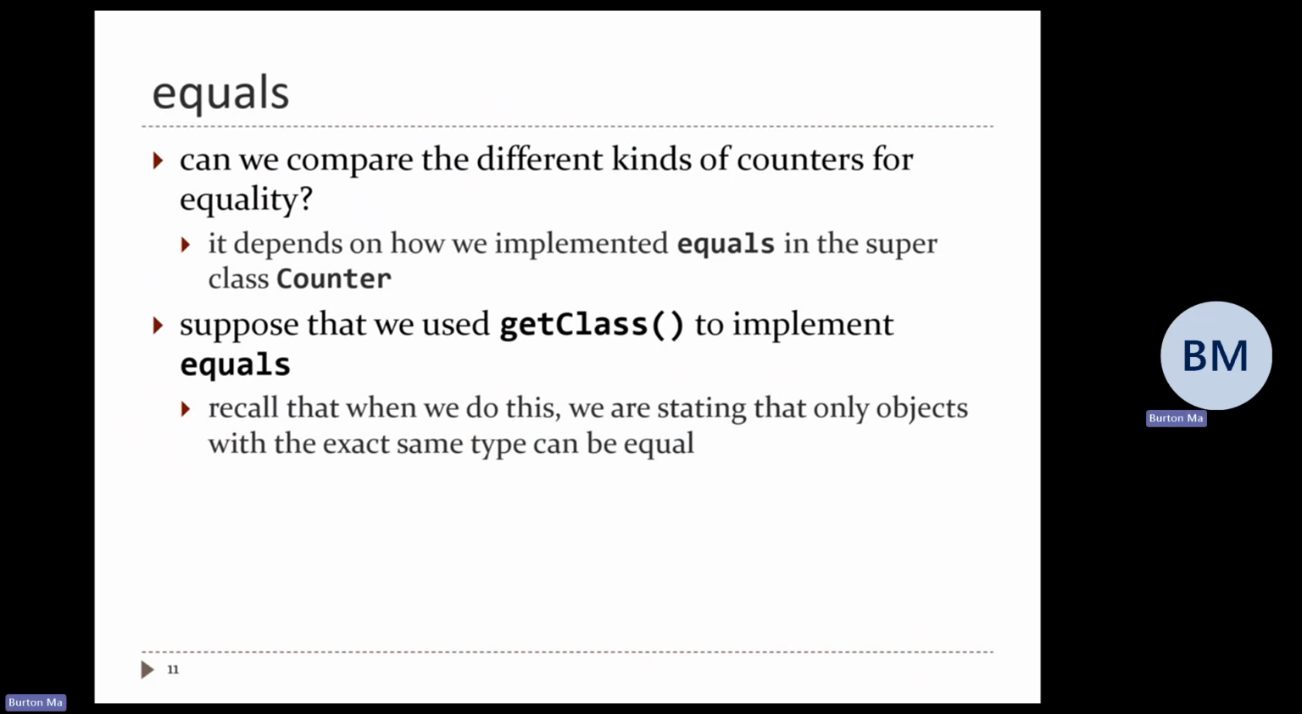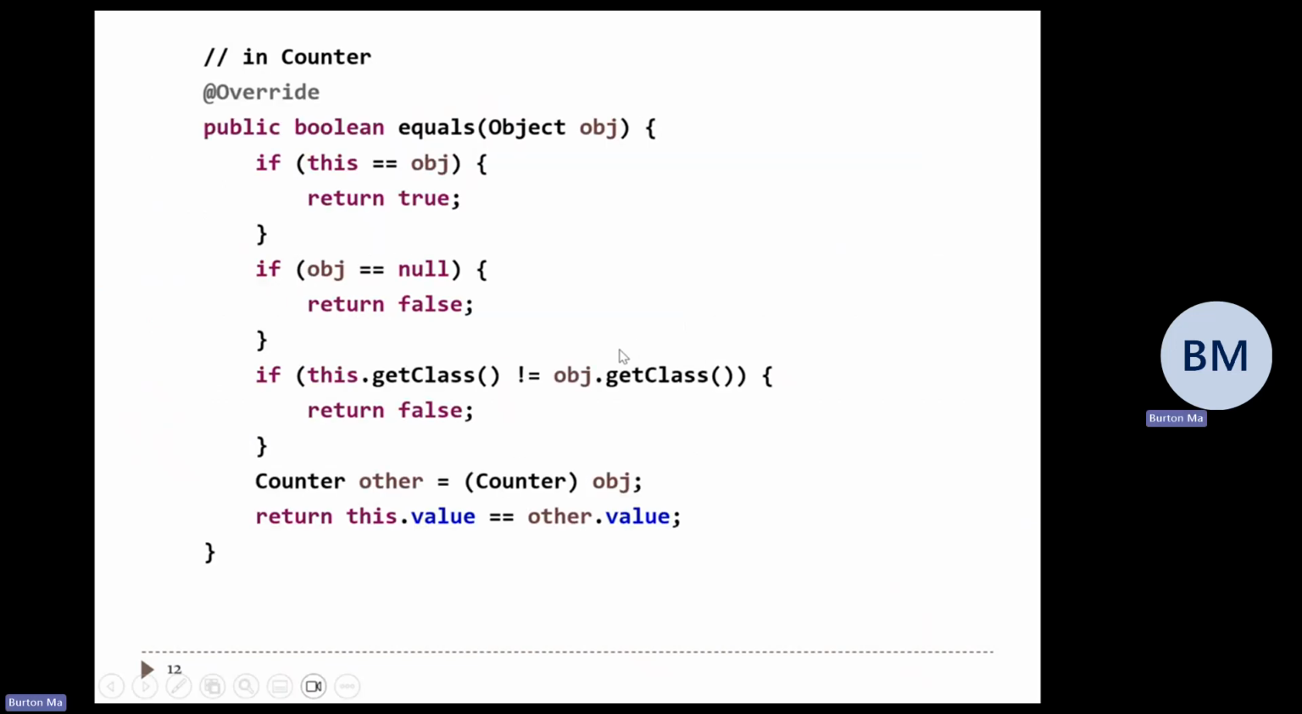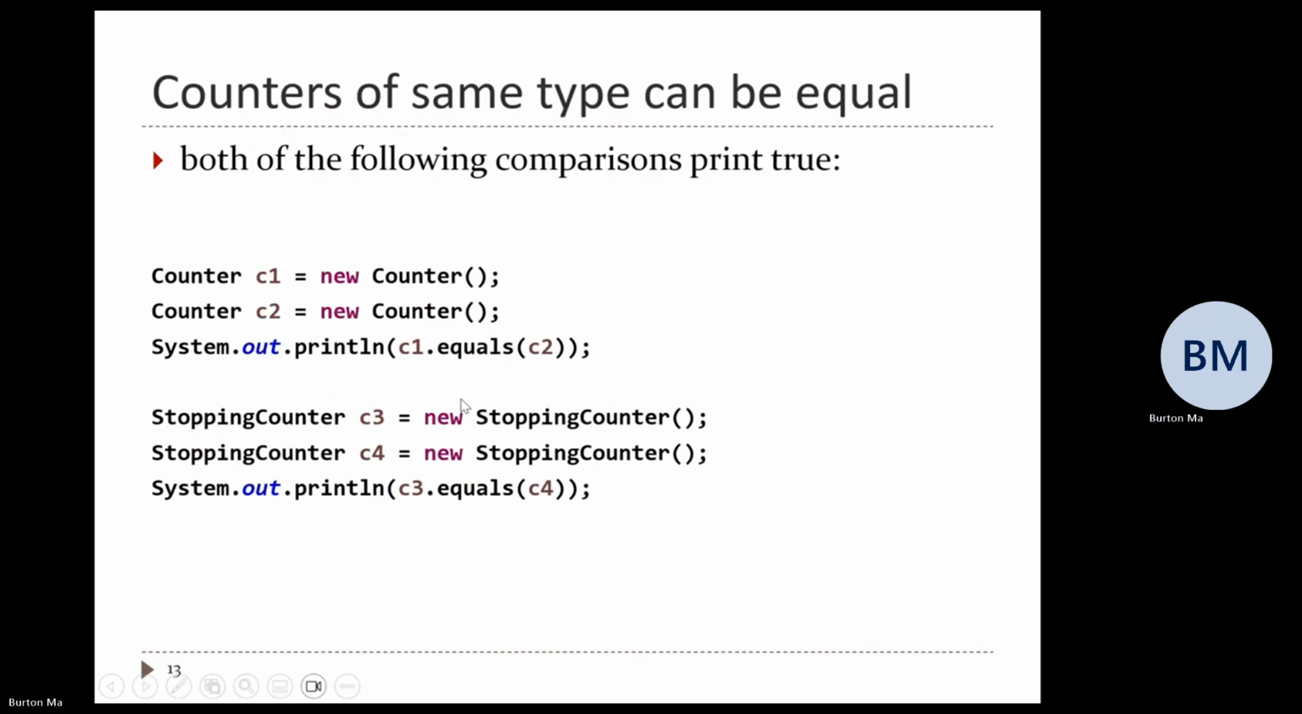If that's what you want to do, you can't use getClass. So imagine that in Counter, you have a method called equals. You've overridden equals from Object. You use getClass right there. We look at our current class, which is Counter, and compare it to the incoming object's class. You ask, are they exactly the same? If the answer is no, you return false.